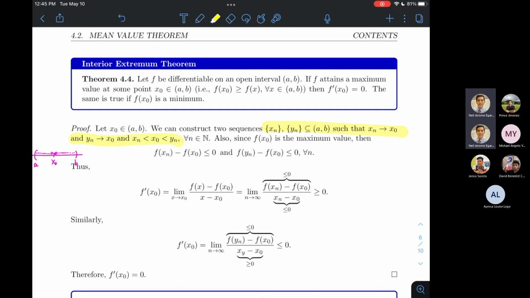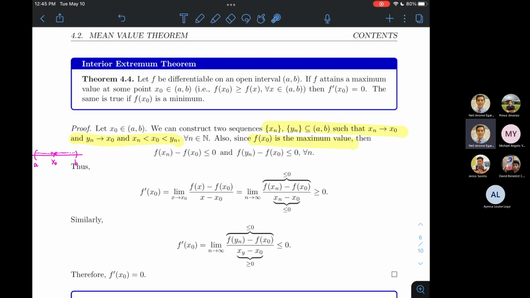Tapos i-assume natin, kunwari lang, for this particular case, na si f of x sub 0 ay isang maximum value. Yung proof kung si f of x sub 0 ay minimum value will be very similar. So ipapakita ko na lang dito kapag siya ay maximum value. Kung si f of x sub 0 ay ang pinakamalaki na function value sa buong interval AB, then ibig sabihin, ang f of xn minus f of x sub 0 ay laging negative. Or actually, ay laging non-positive. And the same thing goes for f of yn minus f of x sub 0.